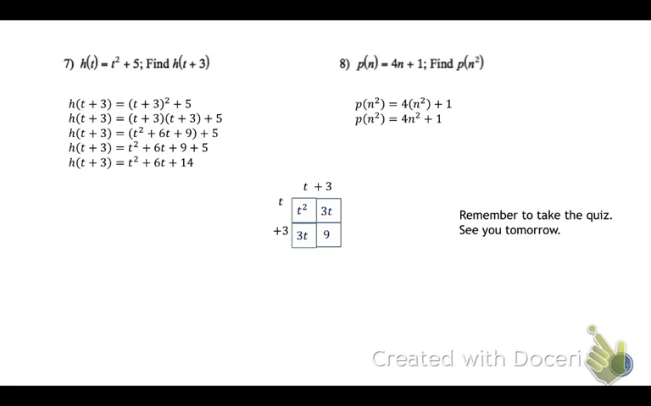Just make sure when you have t plus 3 or like x plus 4 or x minus 9, whatever it may be, and if you're ever squaring that, use the box. Okay, please use the box on those.